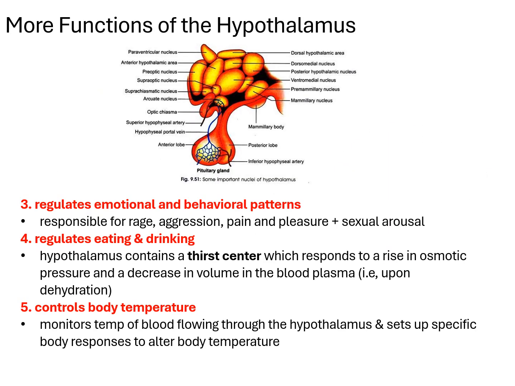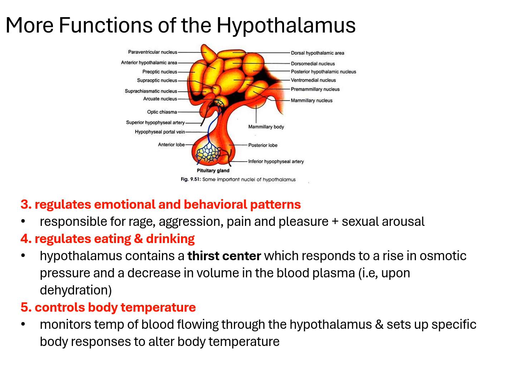The hypothalamus regulates emotional and behavioral patterns. For example, it is responsible for rage, aggression, pain, and pleasure, and also plays a role in sexual arousal. Certain regions of the hypothalamus are responsible for regulating eating and regulating drinking.